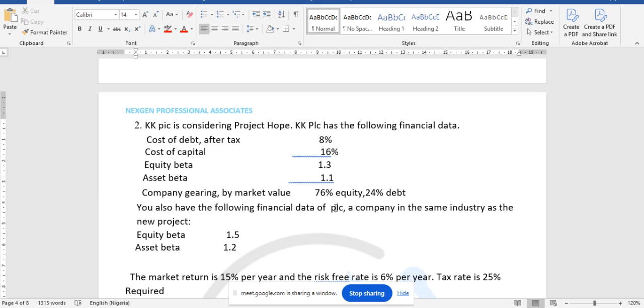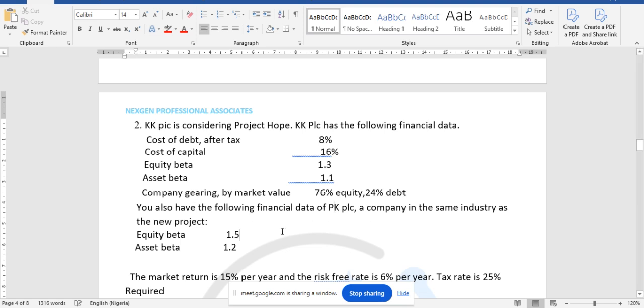Okay, let me leave it. Of PKPLC, let me leave it. A company in the same industry as the new what? So you can see that they've identified a company in that what? New for the new project, which is PKPLC. That is the policy company, right? They are the project Hope they mentioned. Probably the name of the project is Project Hope. Yeah, we'll assume like that.